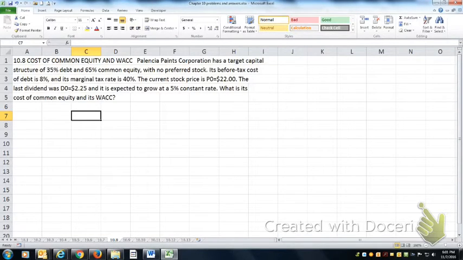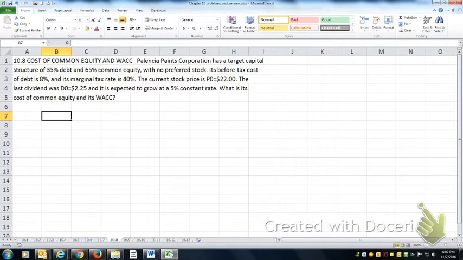Alright, so we've got a company with a target capital structure, 35% debt, 60% common equity, no preferred stock. So its cost of debt is 8%, tax rate of 40%. We can go and calculate the cost of common equity given the P0. The last dividend, D0, is $2.25, but that grows at a 5% rate, so I can calculate D1. So let's start writing down what we know.